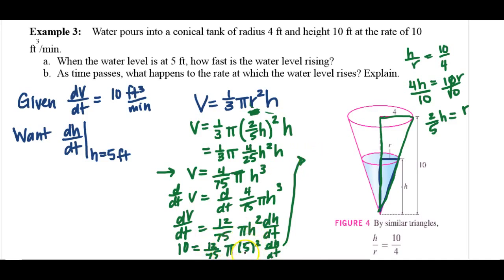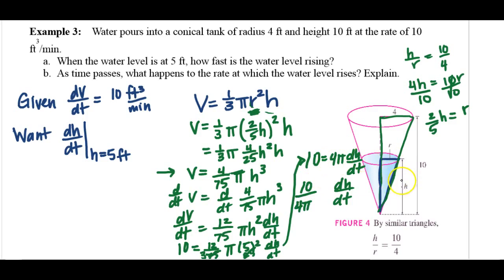Actually, let's simplify this. This would be a 25. So the 25 and the 75 would cancel. This is just going to give me 12 over 3. 12 over 3 is 4 pi. So this is 10 equals 4 pi and then dh/dt. So I just simplified. 5 squared was 25. 25 over 75 would give me 1 over 3. But now 12 over 3 is 4. So 4 pi is what's left, dh/dt. So in other words, dh/dt is 10 over 4 pi.